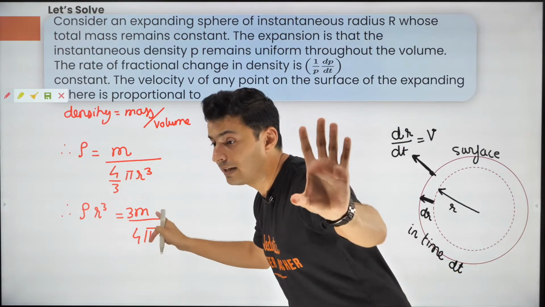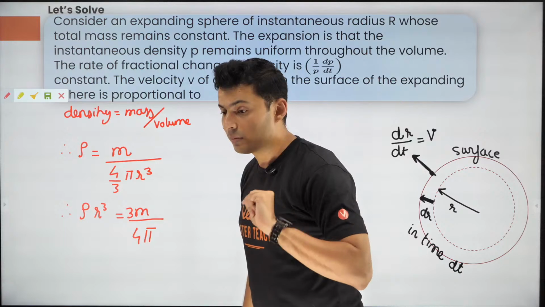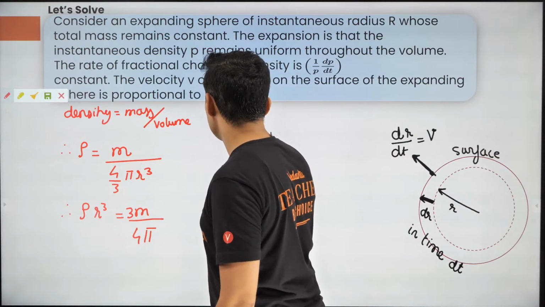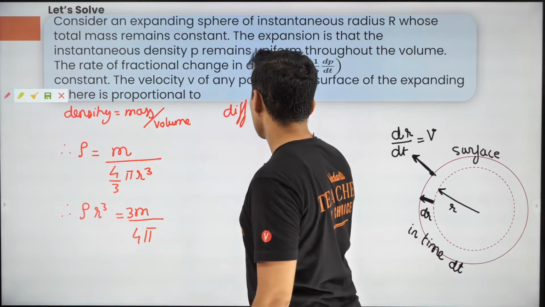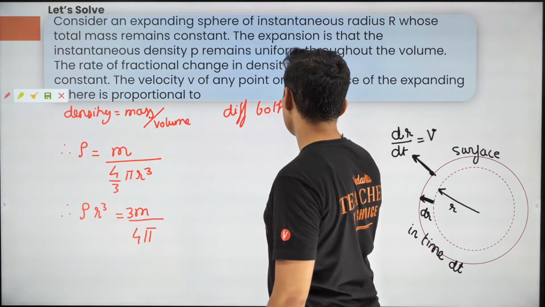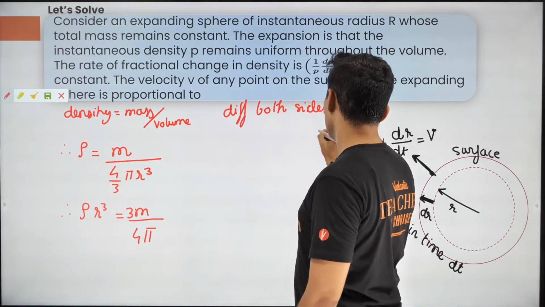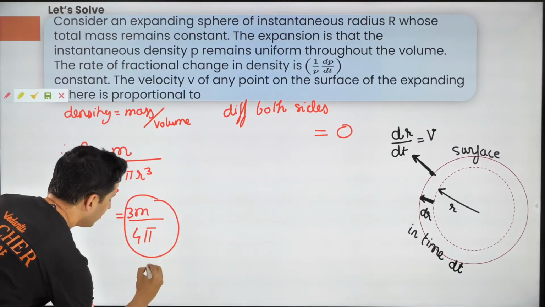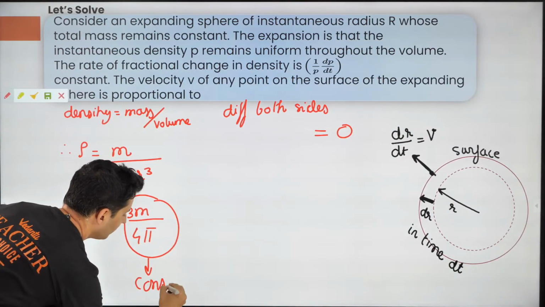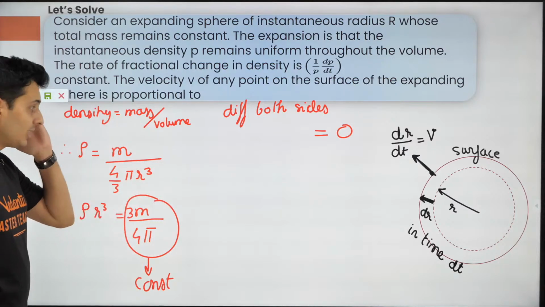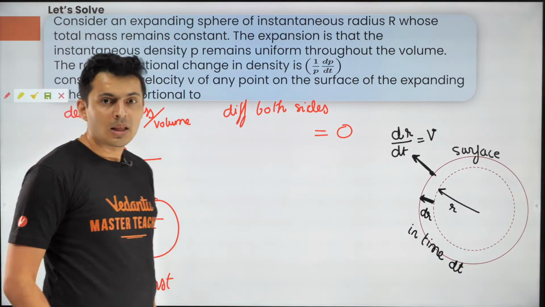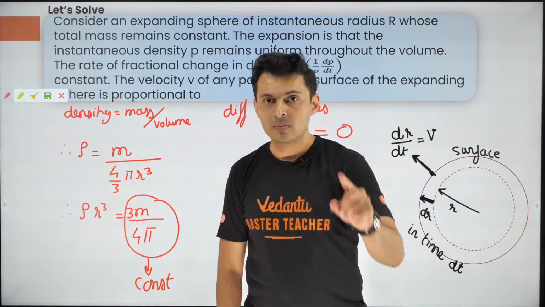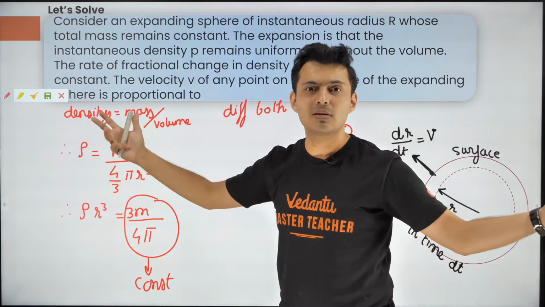Yes, the derivative will be 0. So if I differentiate both sides, I know for sure the RHS is going to be 0, because this term out here is a constant. This is constant, so don't worry about it. Now rho and r. Is rho constant? No. Is r constant? No. Because radius is changing, density will also change.